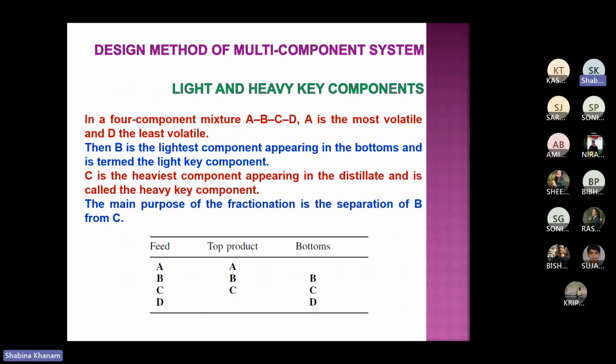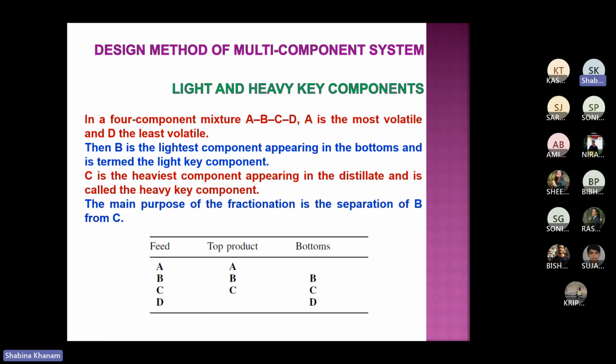Once I'm having separation between B and C, A and B you will get at the top, and C and D you will get at the bottom. And further, because it would be a binary system, the separation can occur by putting another distillation column. So in this way, the basic step is to define the key components, and key components are two in number. One is light, one is heavy; lightest in bottom is the light key, heaviest in top is the heavy key. I hope you are getting this.